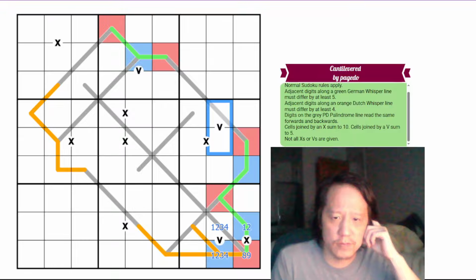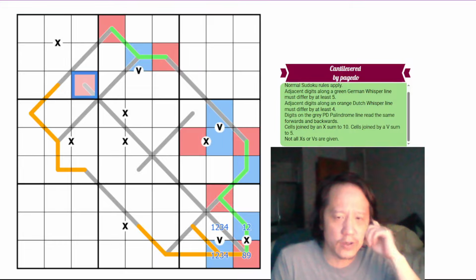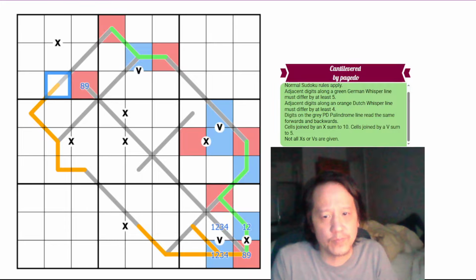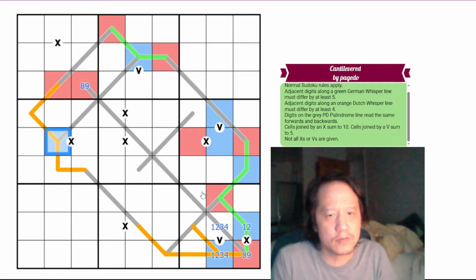These are low, so this must be high. This is high, which means this has to be high here, and is 8 or 9. This is high. This is low, which means this is low. Right? That makes this high.